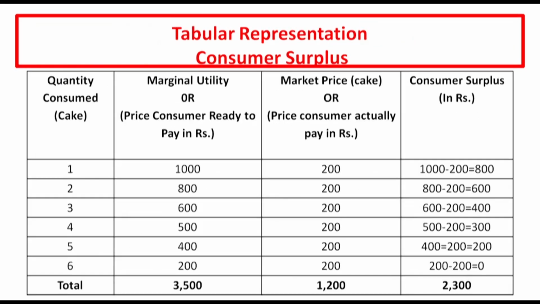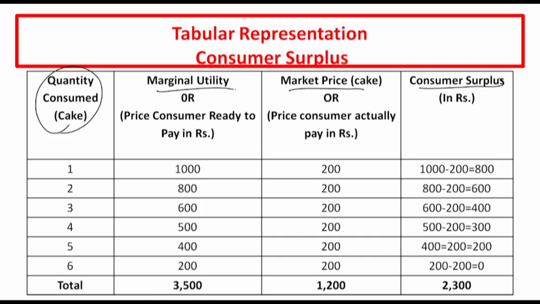So there is a table. That table consists of 4 columns. The first column is the quantity, that means consumption of the cake. The second is the marginal utility. Marginal utility means additional utility while consuming one more unit of the commodity. The third column is market price. Market price means the price of the product in the market. And the fourth column is consumer surplus.